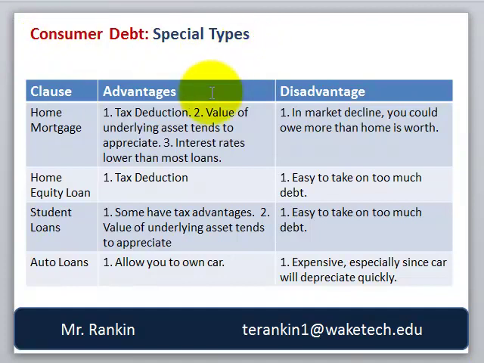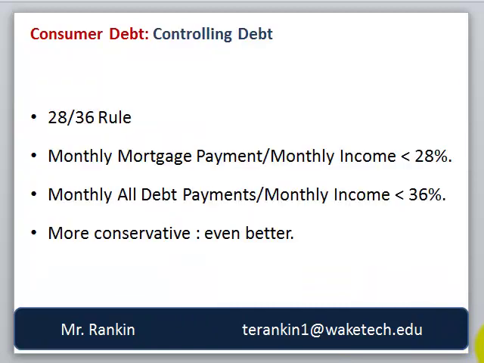Now, 4 types of loans, with advantages and disadvantages to each. Home mortgage, big advantage is the tax deduction of interest. The other advantage is the value of your home tends to appreciate over time. Home equity loans, again, are tax deductible. Student loans may have some tax advantages. The key thing is the underlying asset tends to appreciate, i.e. your value. Auto loans tend to have lots of disadvantages, but it does allow you to own a car if you can't afford to buy one.